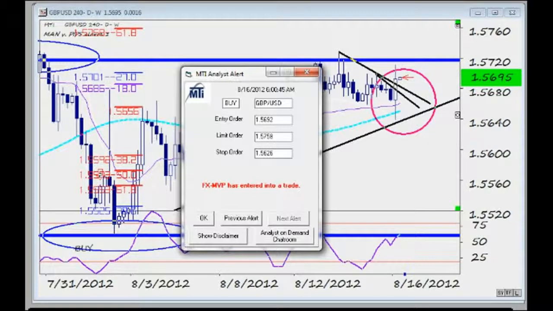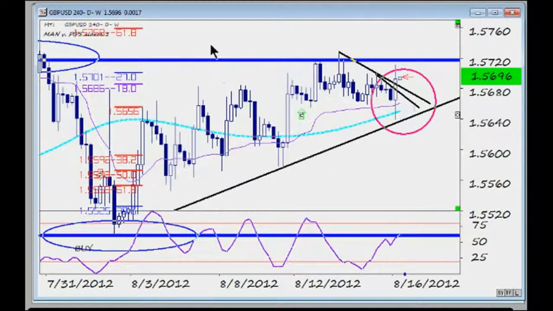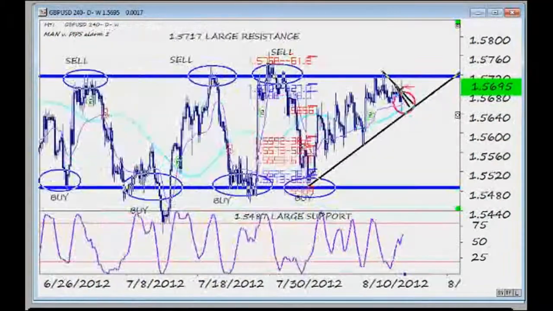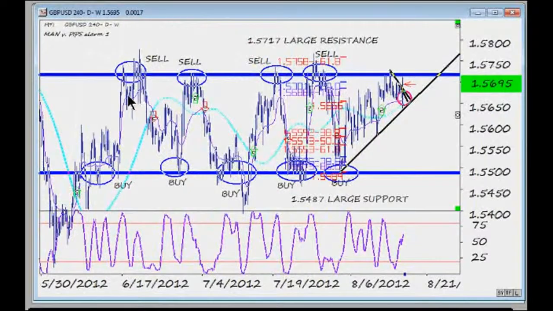Now, the GBP USD has been in a sideways range of consolidation for just about 2.5 months now. So, as you can see, if I compress my charts here, it's been in a range of resistance, support, resistance, support, resistance, support, resistance, support. Now we're at resistance, so we would think to ourselves, hey, we're going back down to support.